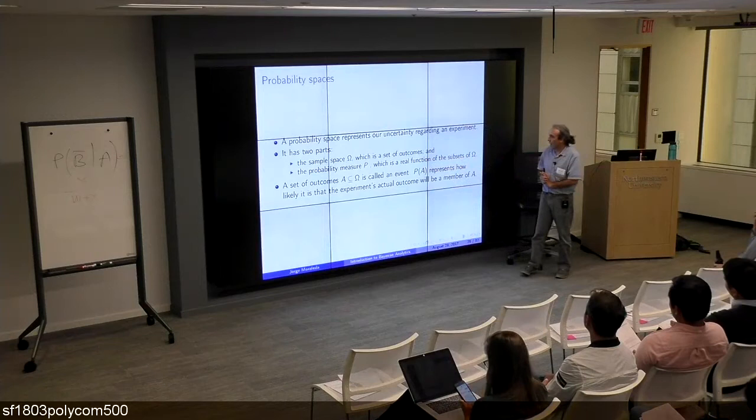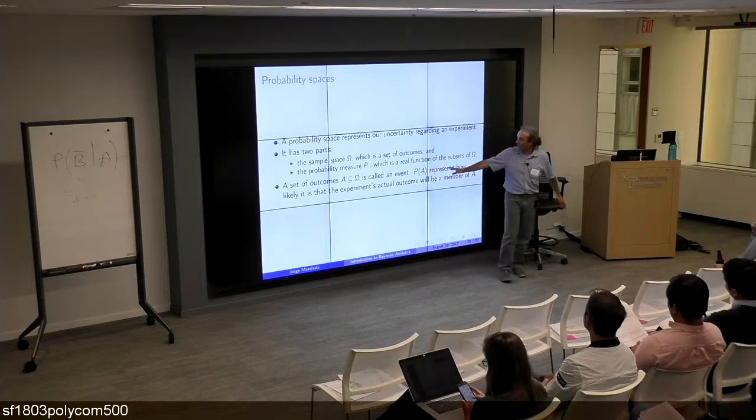So a set of outcomes in omega is called an event. P of A represents, well, we already know. Basically, we've already seen what this means. This is just a formal definition, so we have it.